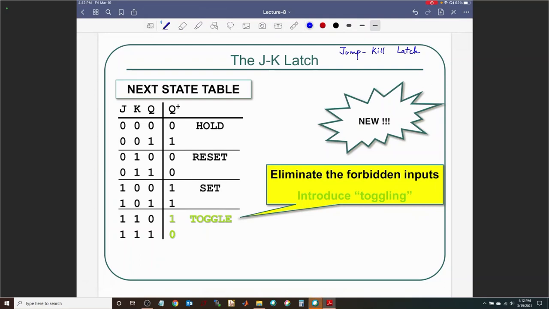it is like set reset, right? Jumping an output is like setting the output. Killing the output is like resetting the output. So it's kind of like the SR functionality. However, we are replacing the not allowed state with the toggle state. So JK latch is really an SR latch with toggle functionality.